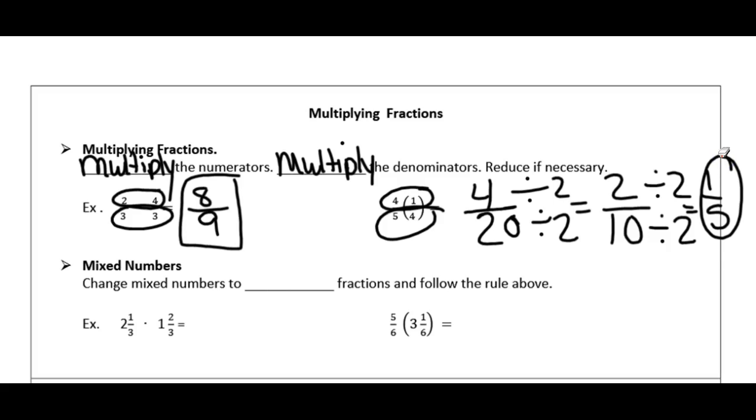You could have also, some of you may have done this, you had 4 and 20. You may have said, hey, 4 can go into both of those.